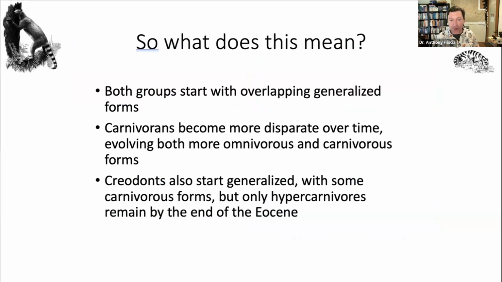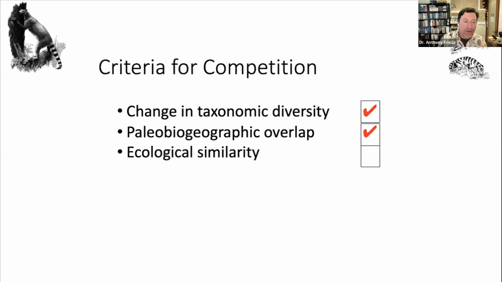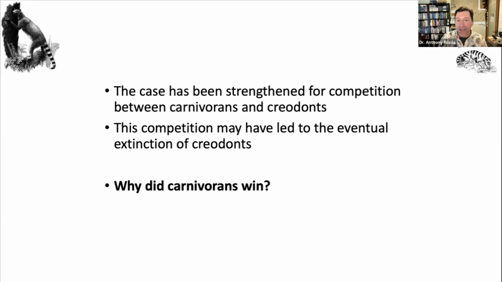And although the Creodons started more generalized, they basically just got more and more carnivorous over time. That's all they did, was they got bigger and they got more carnivorous. And that's actually something we see again and again in a couple different carnivorous groups. And I'll come back to that in just a second here. So if I go back to my criteria for competition, I can add a new check mark here that they were ecologically similar, right? So the case has been strengthened for this competition between them, and that competition may have led to the eventual extinction of the Creodons.